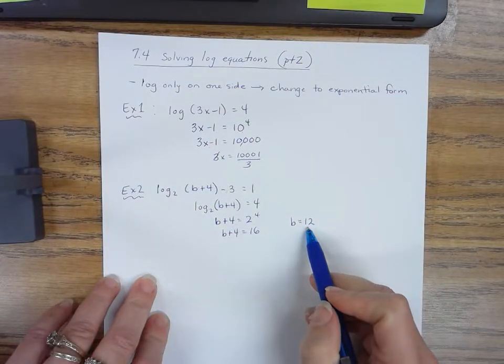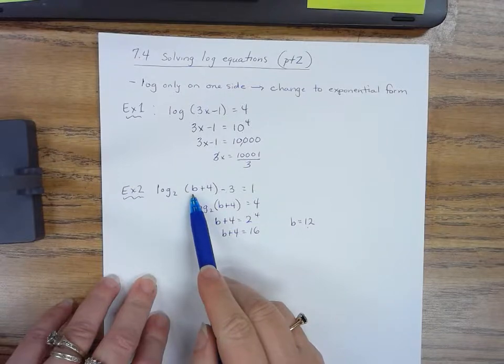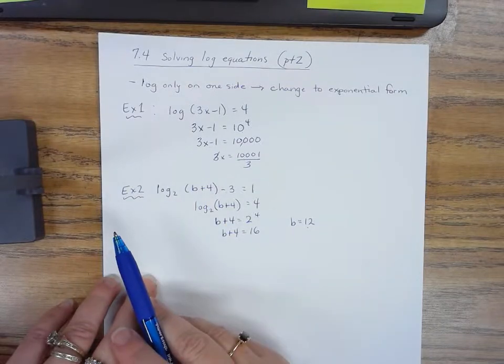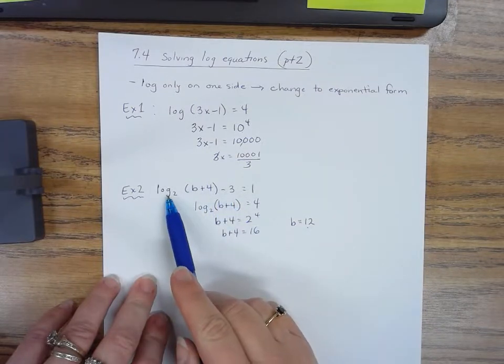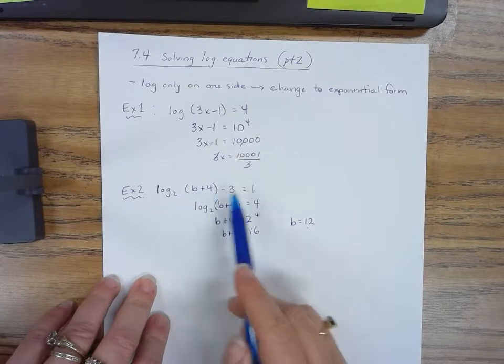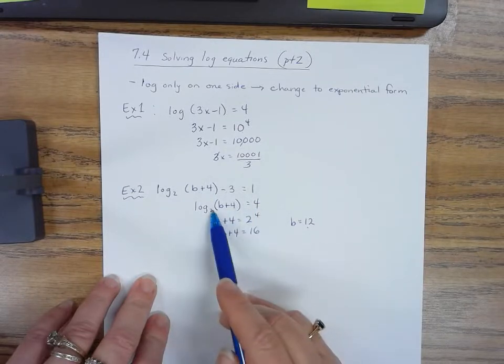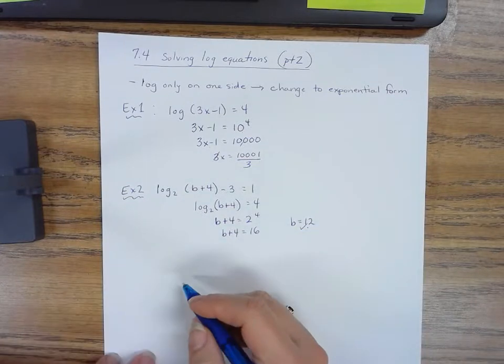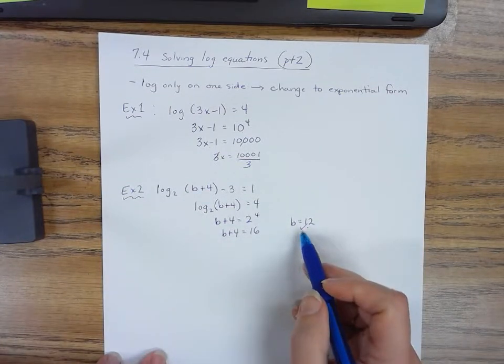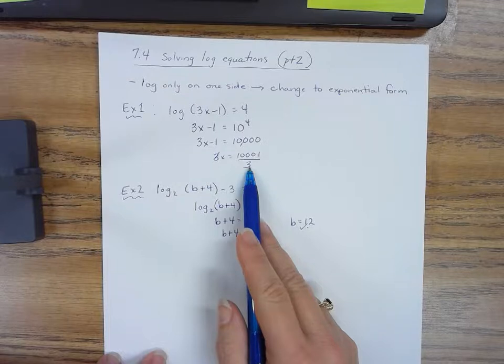You could take that pretty quickly and plug that back in there. 12 plus 4, that's going to be a positive value. It's actually 16. We know that we'd be taking the log base 2 of 16 and set it equal to 4. So 2 to the 4th is equal to 16. It checked out as being accurate. This one we actually could check all the way to the end.